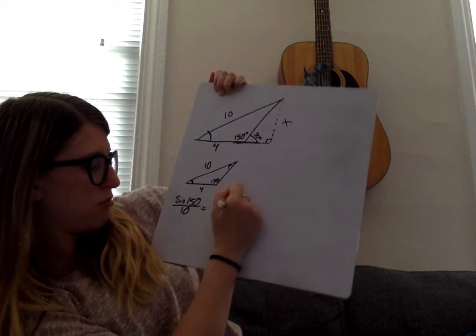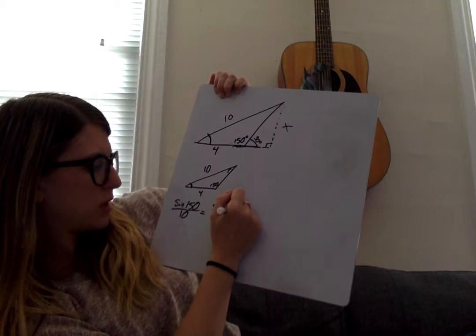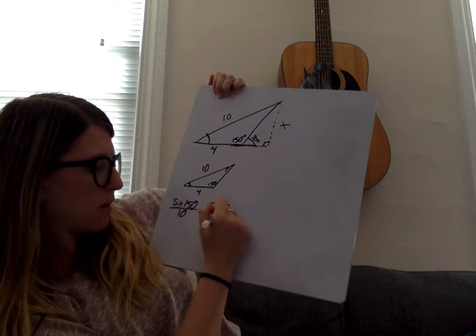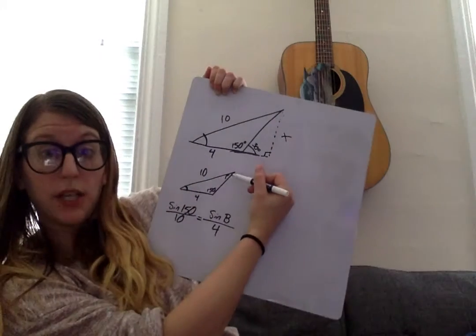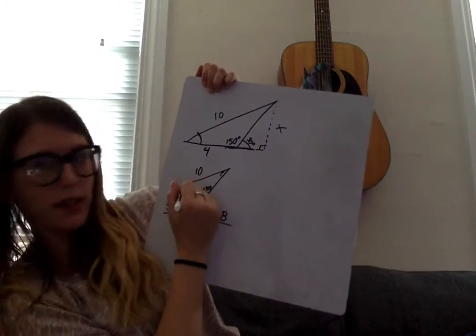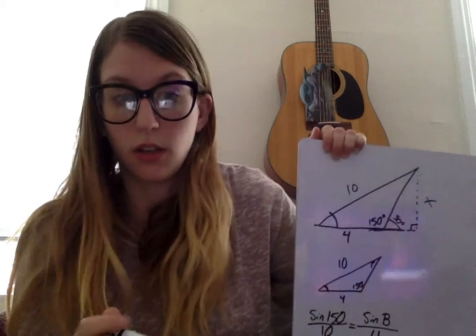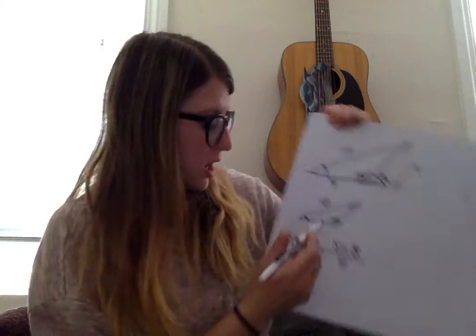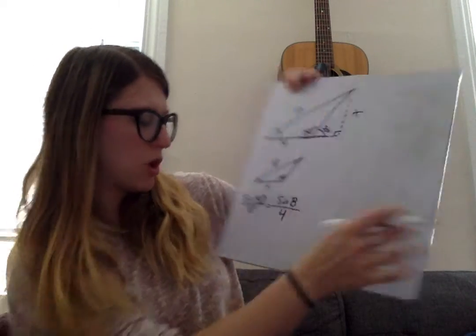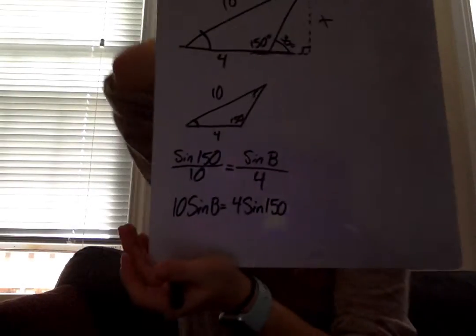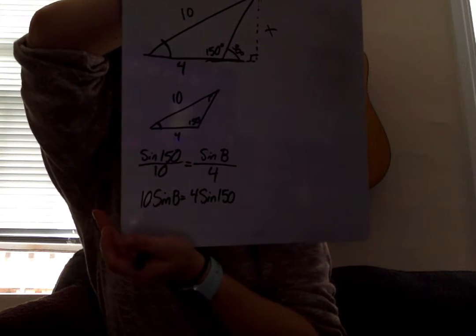So, I don't know. Let's call it sine of b over 4. So I need to find this angle here in order to find this angle here. This is why I saved it for last, because it's a multi-step problem. So sine of b, let's just cross multiply here. So I have 10 sine of b equals 4 sine of 150. From here, in order to isolate sine of b, we're going to divide both sides by 10.